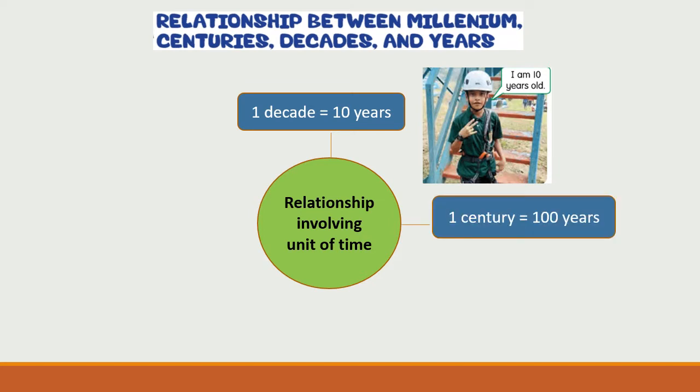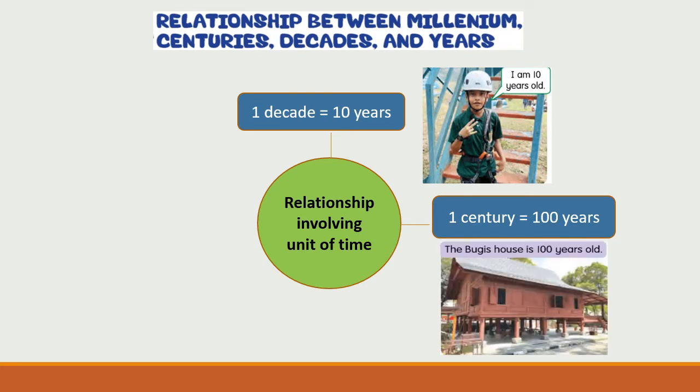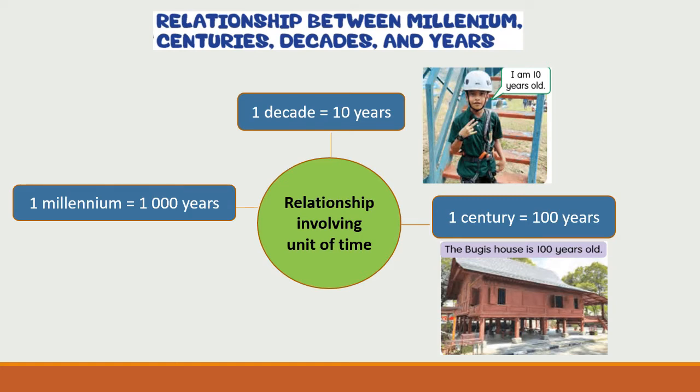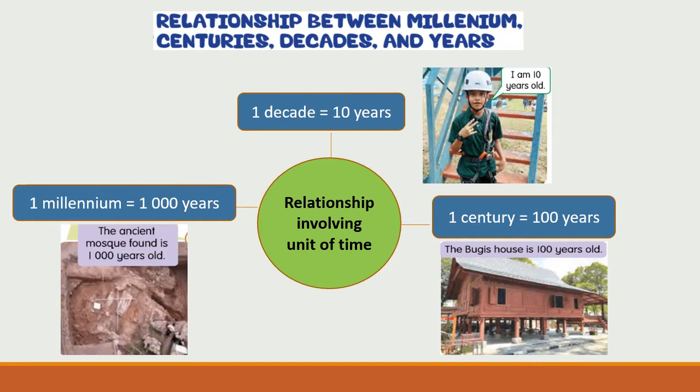1 century is equal to 100 years. This is an example of a 100-year-old house. The Bugis house is 100 years old, so it is 1 century. Now, have you ever heard the word millennium? 1 millennium is actually 1000 years. Now look at an example of 1000 years. The ancient most found is 1000 years old. So this one is equal to 1 millennium.